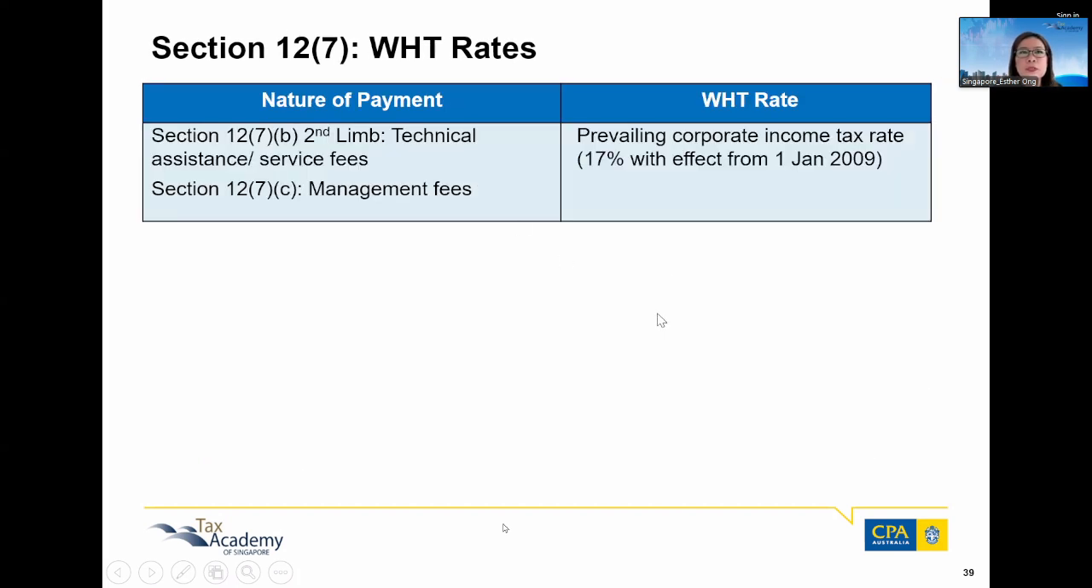So for Section 12.7 types of payment, those relating to services, for example, Section 12.7B, the second part on know-how, technical assistance or service fee, and also 12.7C management fees, the relevant withholding tax rate will be the prevailing corporate income tax rate, which is currently 17%. Since it is based on 17%, this is not a final withholding tax rate. The non-tax resident can actually file a return to claim relevant deductions, if any.